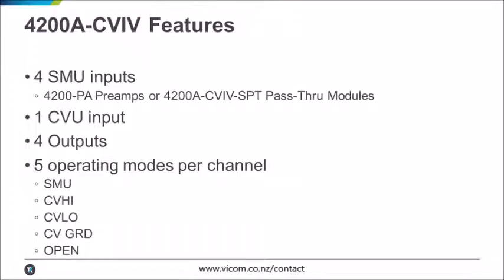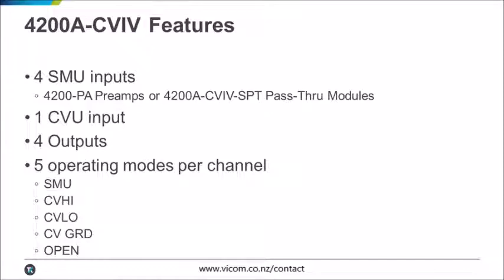The CVIV has 4 SMU inputs, which can be switched on or off, and 1 CVU input, which can be multiplexed to any channel. It has 4 outputs, and each of the 4 outputs has 5 operating modes. It can operate as passing the SMU signal through, as being a CV high terminal, being a CV low terminal, being a CV guard terminal, which is the outer shell of the CV cables, or it can be an open.